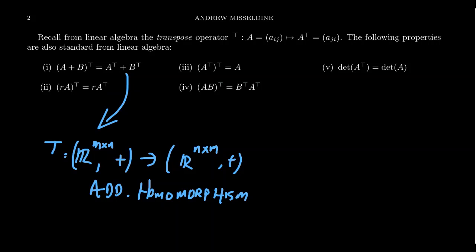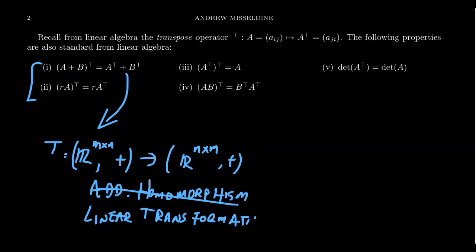So if you put properties 1 and 2 together, this tells you that this map is actually better than an additive homomorphism. It's actually called a linear transformation because it preserves addition and scalar multiplication. So that's a property of this transpose. Some other things we see here: if you take the double transpose, you get back the original matrix. So this says that the transpose as an operator has order 2.